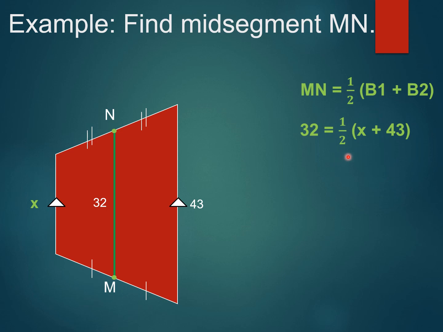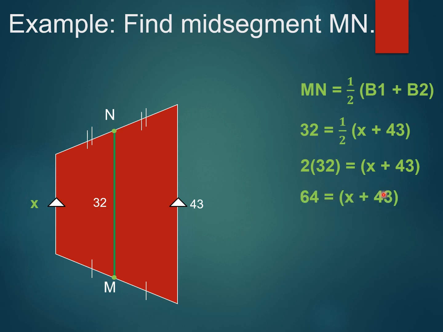We're just going to transpose one half to the other side of the equal sign. So it becomes 2 times 32 is equal to X plus 43. If you have division and you transpose it to the other side of the equal sign, the operation becomes multiplication. Or you can simply multiply both sides by 2 so that you cancel out the one half, and it results in this: 2 times 32 is equal to X plus 43.